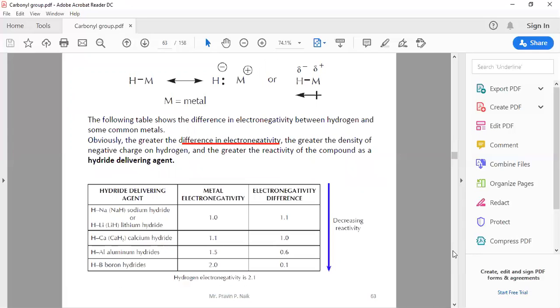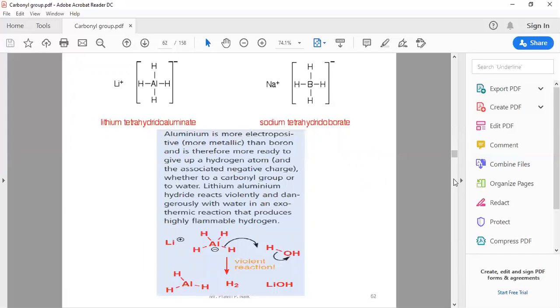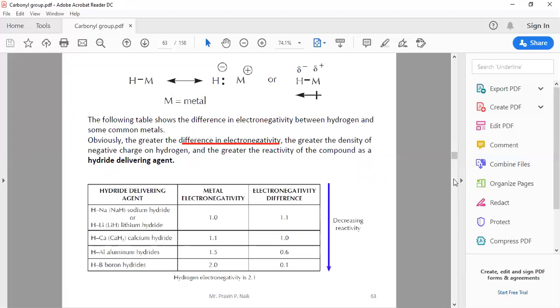Next is the reaction with the hydride. So which are the compounds which give the hydride? Lithium aluminum hydride, sodium borohydride. So here it is mentioned the different hydride delivering agents. So you can see here you have sodium hydride NaH, then you have lithium hydride, then calcium hydride, aluminum hydrides, and boron hydrides.